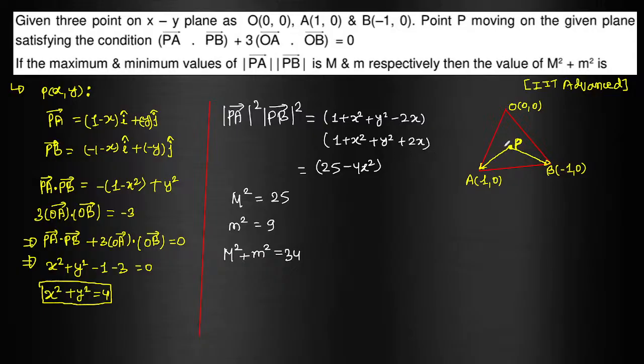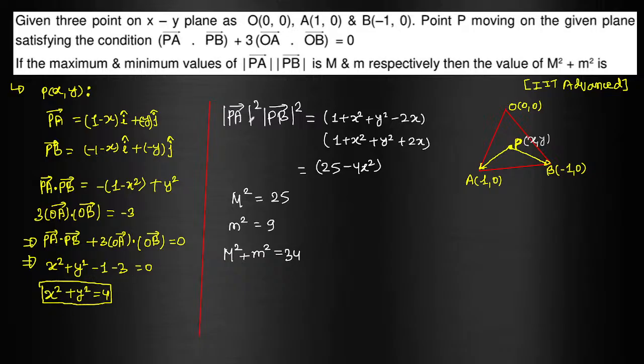Okay. So we'll consider P vector as x comma y. So PA vector is 1 minus x i cap minus y j cap. PB vector is minus 1 minus x i cap minus y j cap. Now PA into PB is x square plus y square minus 1. And 3 OA vector dot OB vector is nothing but 3 times of i cap into minus i cap, which is minus 3. So PA into PB plus 3 OA vector dot OB vector gives x square plus y square minus 1 minus 3. So we are getting x square plus y square is 4.